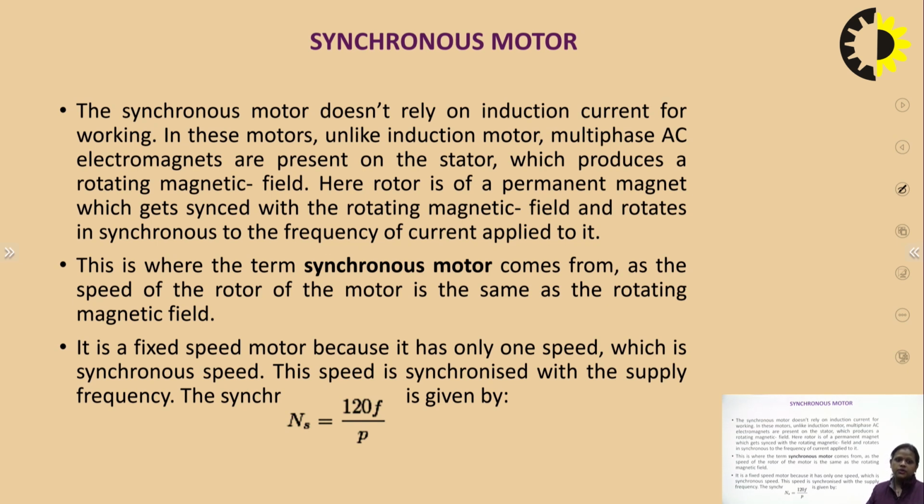The speed of the rotor of the motor is the same as the rotating magnetic field, and we know the speed of the rotating magnetic field is called synchronous speed. It is a fixed speed motor because it has only one speed, which is the synchronous speed, and this speed is synchronized with the supply frequency. The synchronous speed is given by 120 F by P, where F is the supply frequency and P is the number of poles.